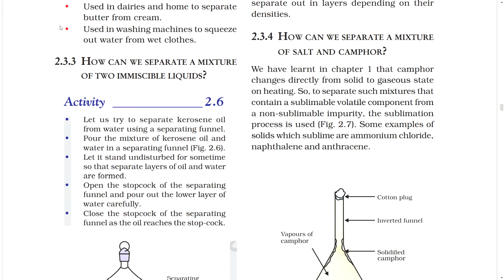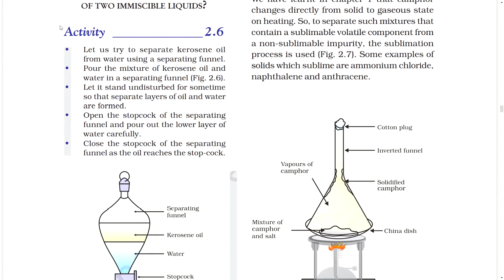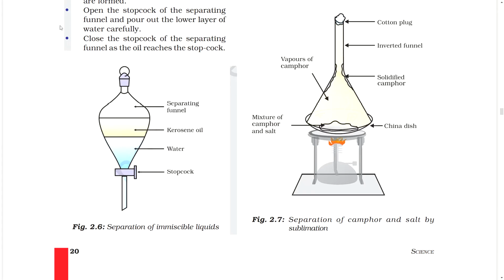so that separate layers of oil and water are formed. Open the stopcock of the separating funnel and pour out the lower layer of water carefully. Close the stopcock of the separating funnel as the oil reaches the stopcock. Separation of immiscible liquids. Separating funnel, kerosene oil, water, stopcock.